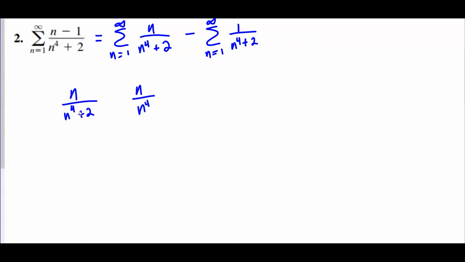Right? So which one's bigger? If I make the denominator bigger, I make the fraction smaller. So this one's smaller than that one, right? And this is equal to 1 over n cubed.